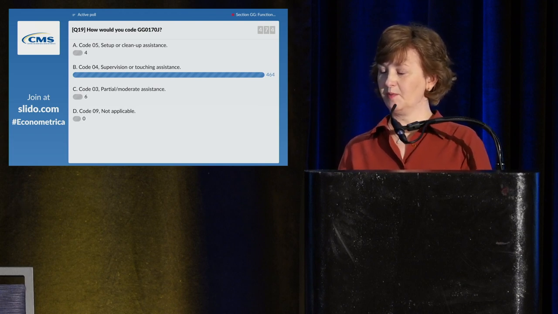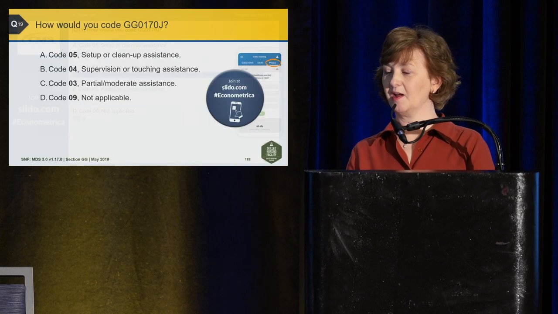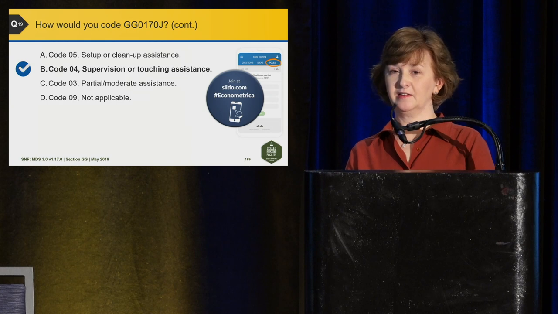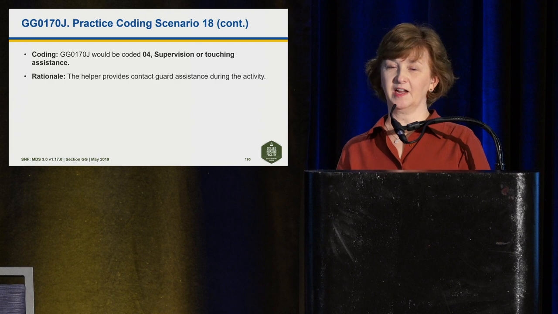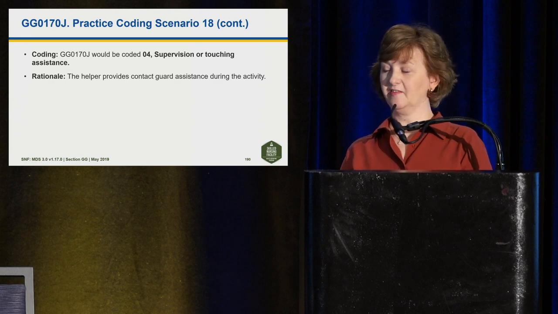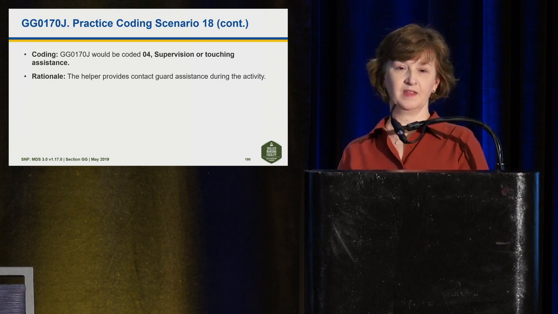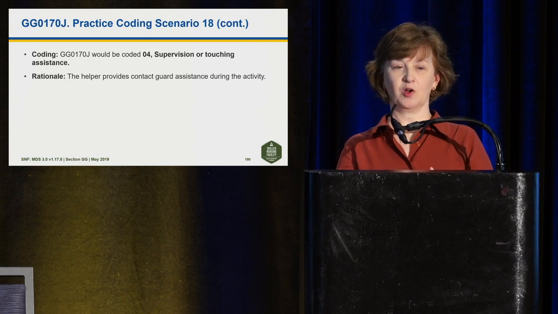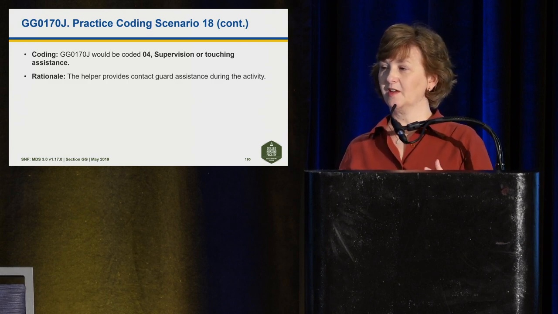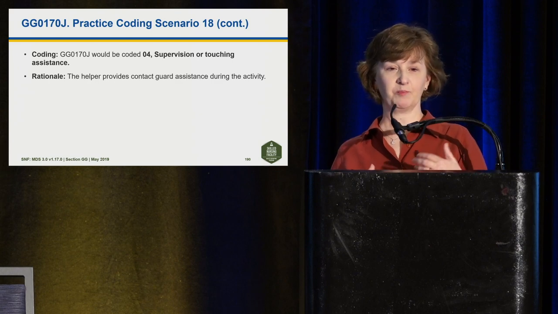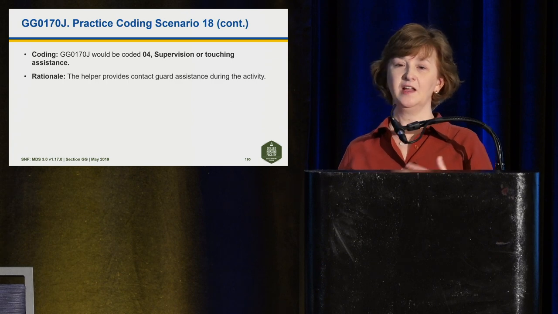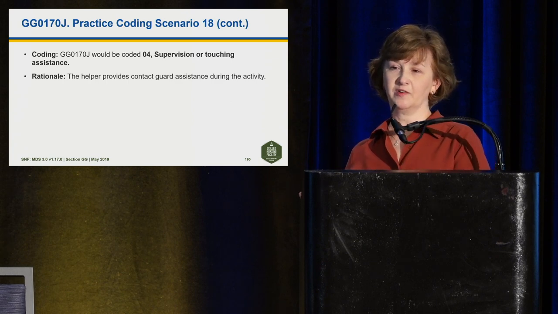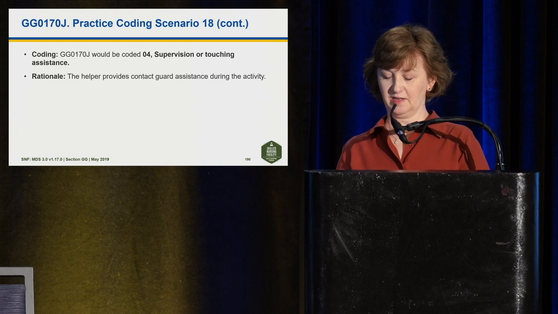Okay, it looks like most people are coding level 4, so let's see what the correct response is. And indeed, level 4 is the correct response. The rationale being that contact guard assistance being provided during this activity would be 04. In terms of the coding, for level 4, a helper may be present for part of the activity or providing contact guard during part of the activity or during the entire activity. It doesn't differentiate level 4 whether it's intermittent or during the entire activity.